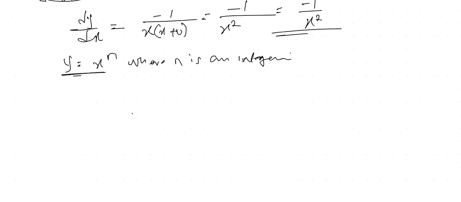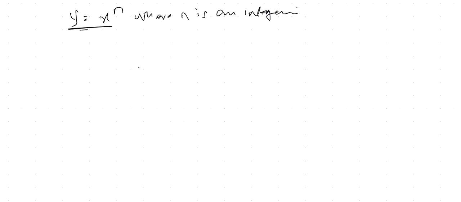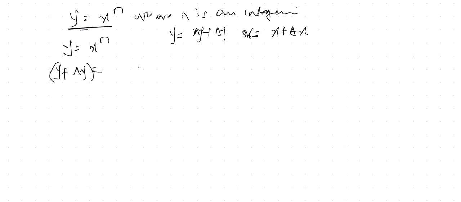If you have y equals x raised to the power of n, I told you that you put y as y plus change in y, and x as x plus change in x. So here you have y plus change in y equals x plus change in x, raised to the power of n. At this point, we can use normal expansion. We are going to use the binomial theorem, which will work well here. And this is how it works.